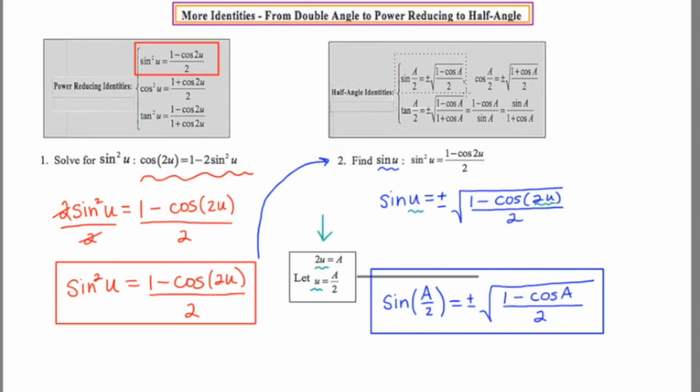And the next time we meet, after we do the tangent half-angle derivation, then I'll show you some problems that we can solve using these identities. So I hope that made sense to you. I want you to try to do the same exact thing for the cosine half-angle identity, and then together when we meet, we'll do the same thing for the tangent half-angle identity.